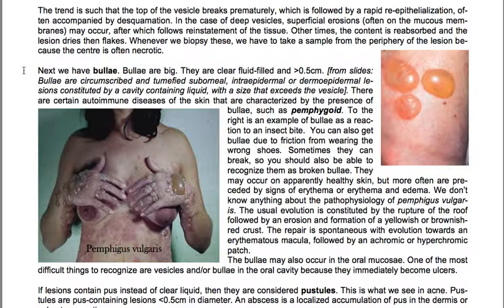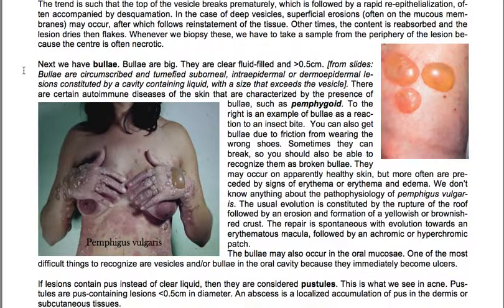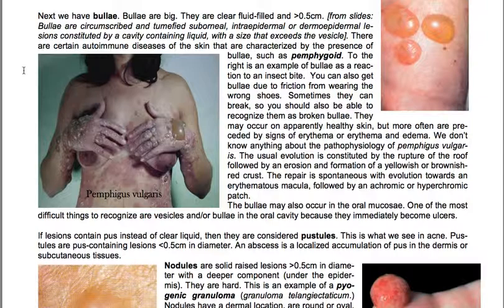Whenever we biopsy this, we have to take a sample from the periphery of the lesion because the center is often necrotic. Next we have bullae. They are big, they are clear, fluid-filled and more than 0.5 cm. There are certain autoimmune diseases of the skin that are characterized by the presence of bullae, such as pemphigoid.